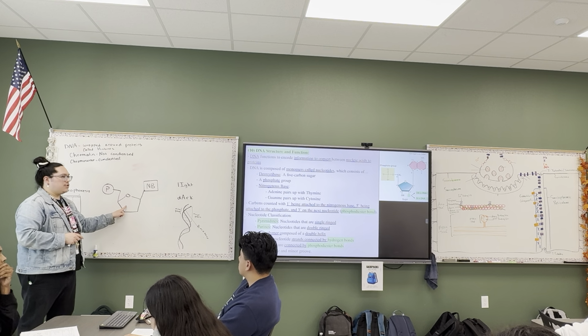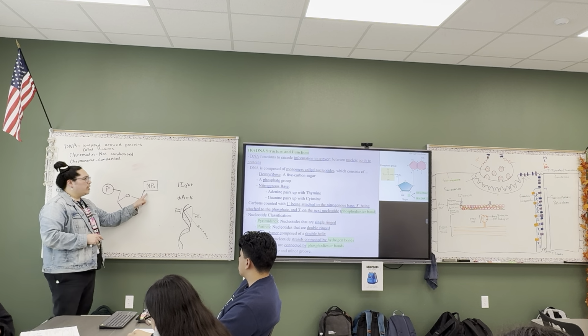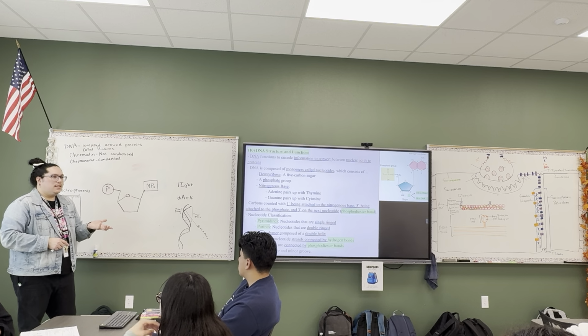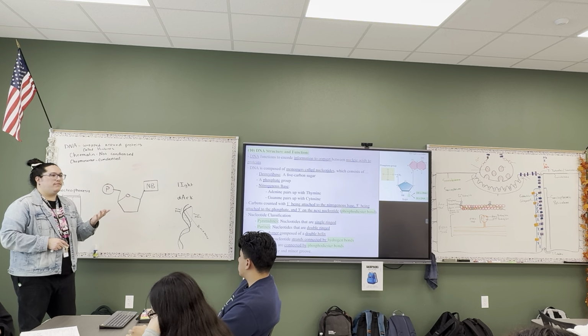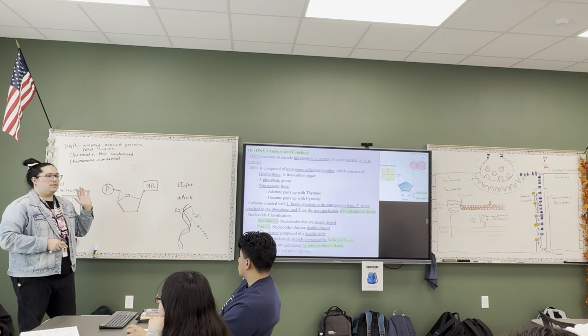But if this is DNA, what is this sugar called? Deoxyribose. And RNA, what is the sugar called? Ribose. And this nitrogenous base, what is it? It can be one of 5 different versions. Which one is it? Or what are they, I should ask? What are the nitrogenous bases?